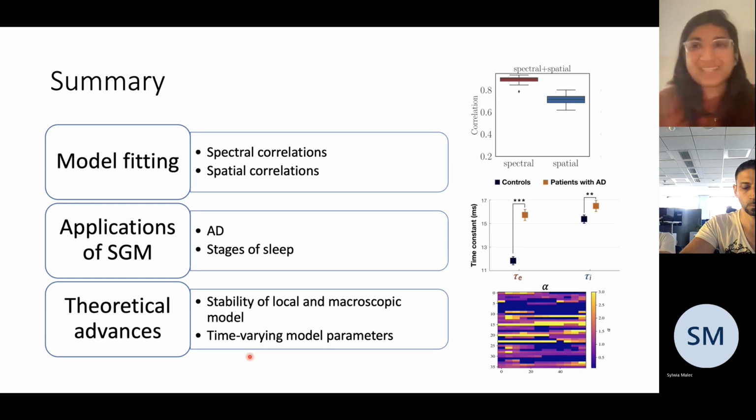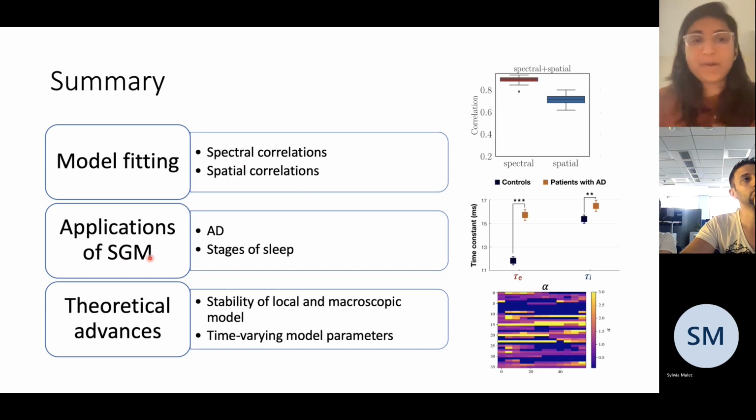All right, so this is all I wanted to present today. There were 3 aspects I wanted to present about the model. The first was on model fitting. We showed that this model can be fit to empirical MEG, and we get high spectral as well as spatial correlations of the alpha frequency band, shown in a summary figure here.